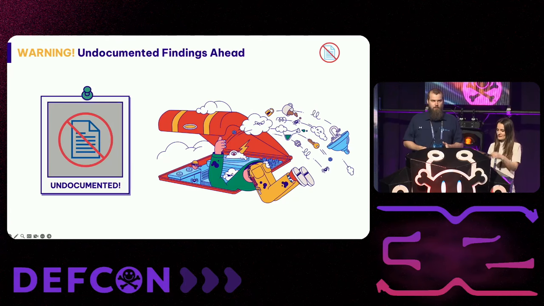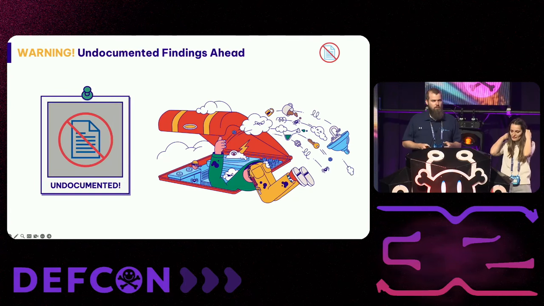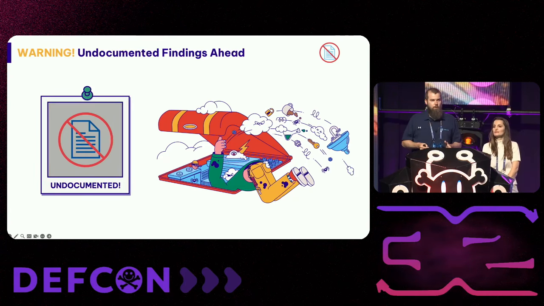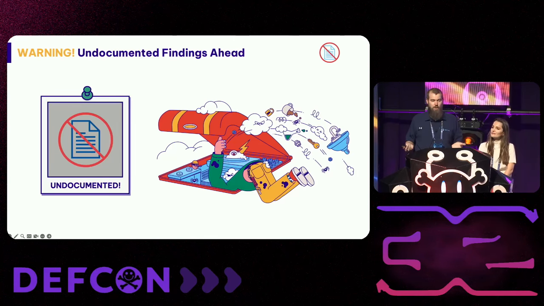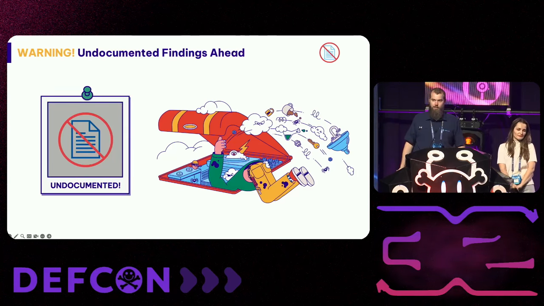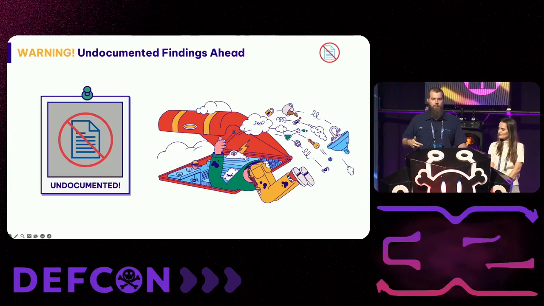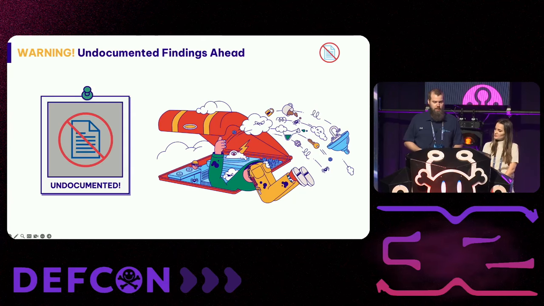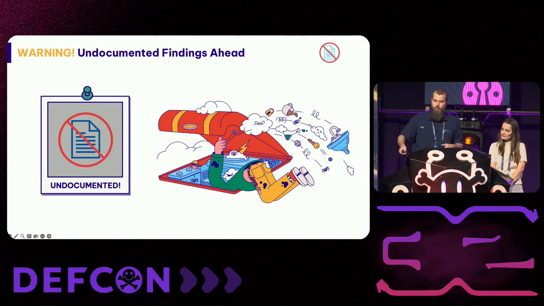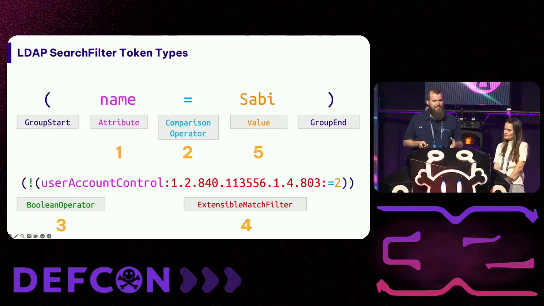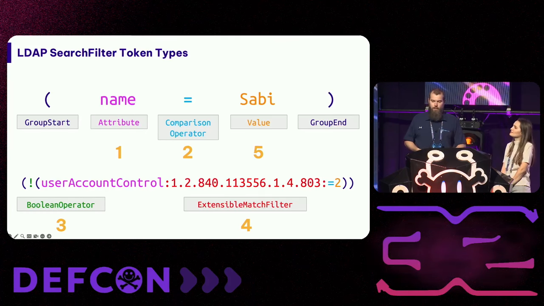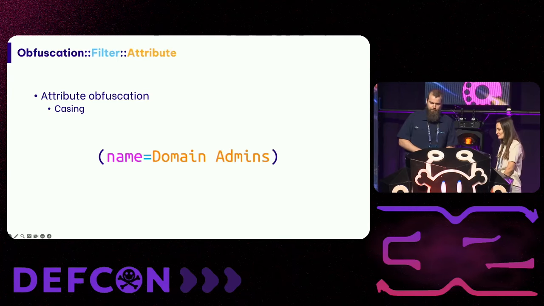There are a lot of things that we discovered that are not documented. Some of it was sheer luck, some of it was brute forcing, some of it was the fact that when you build an obfuscation framework, you're defining the boundaries of a language, and it's going to break out sometimes and teach you things that still work. So we'll try to mention things that are undocumented and also put this undocumented icon at the top. We're going to start by looking at these five tokens and the obfuscation that can be applied to each, beginning with the attribute token.